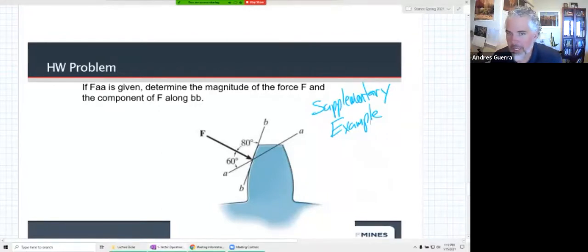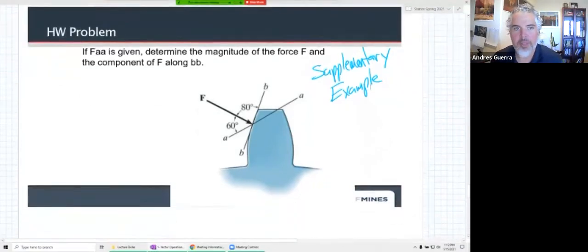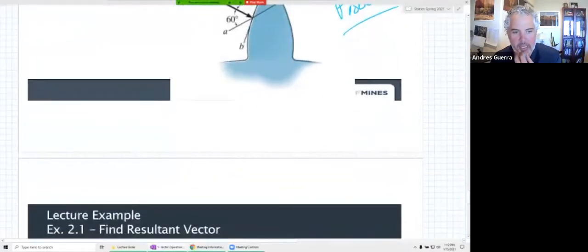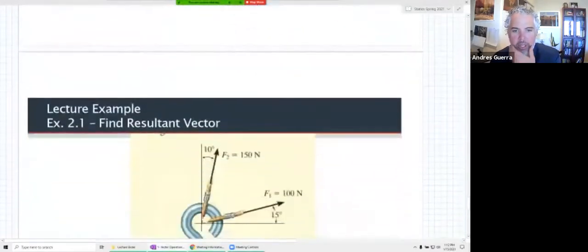I'm doing that intentionally to get you into using those supplementary example problems because they can help you solve the homework on this one. So supplementary example problems on Canvas, take a look at that when you're going through this homework. Maybe you try the problem first without it, and then you're like, oh man, I'm getting stuck. Maybe you can take a look at that.